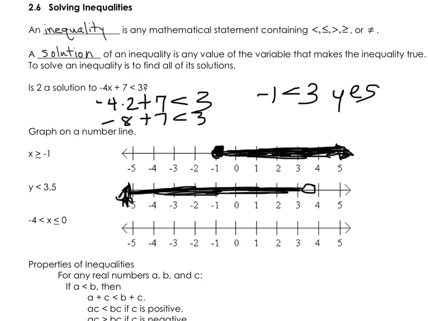This time x is between negative 4, can't be equal to negative 4, so we'll use a hollow circle. It's less than or equal to 0, we'll use a solid circle. And it can be anywhere in between those two values. So we'll shade them in.